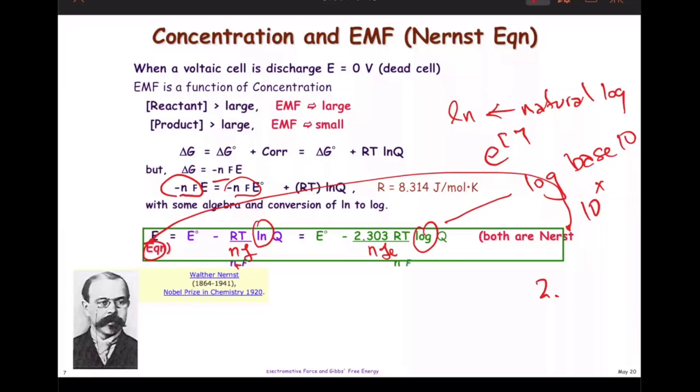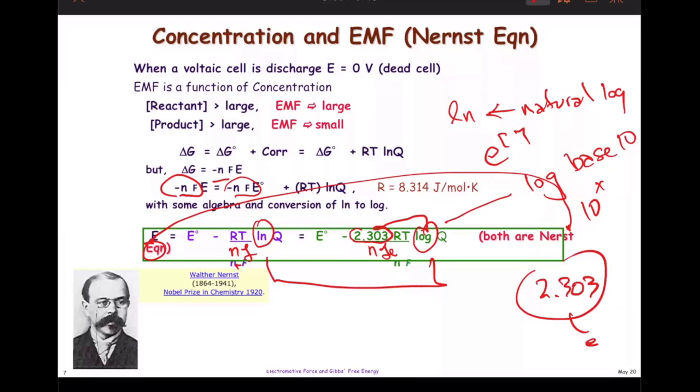And that is basically the value of e, and then you get log base 10. That's why you see both of these equations. So this 2.303 log is basically your natural log. So there's a little history for you. But both are the Nernst equation.